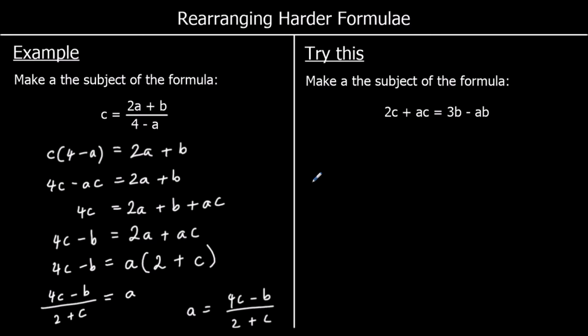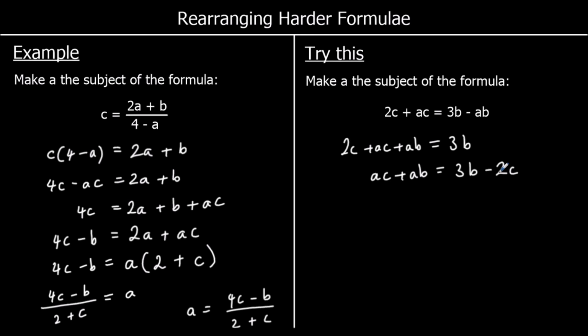Okay, one for you to try. So give this a go. Make a the subject of the formula. So again, we've got two different a terms. We want to get them on one side and everything else on the other side. So we can plus ab to both sides, which will get both the a terms on the same side. And then we only want the a terms. So we want to get rid of the 2c. It's a positive 2c. So we'll get rid of it by taking 2c away from both sides.